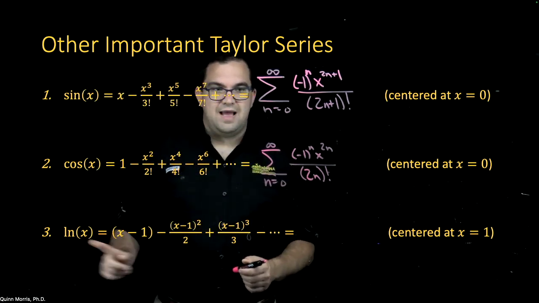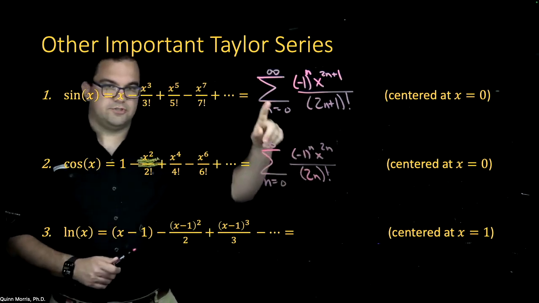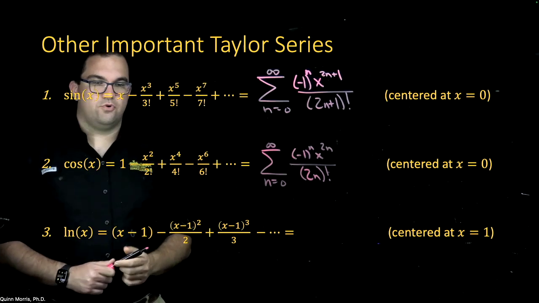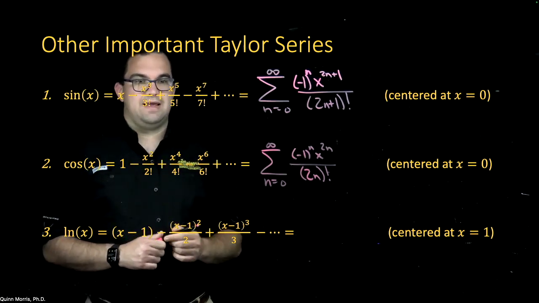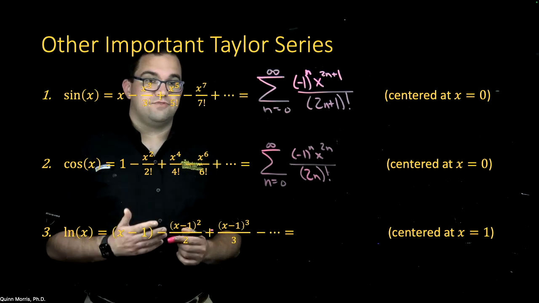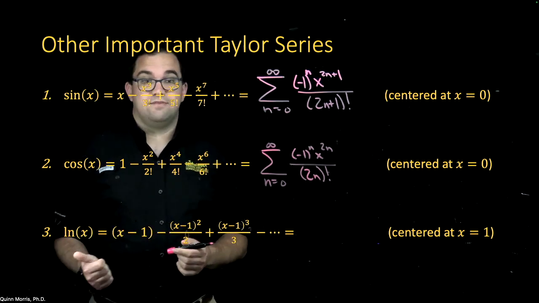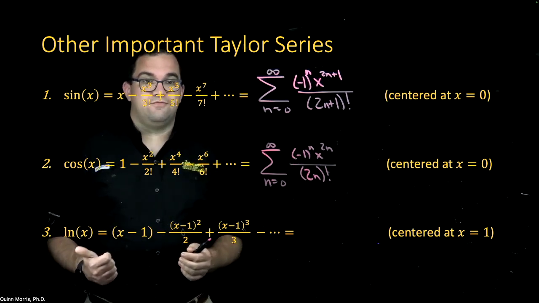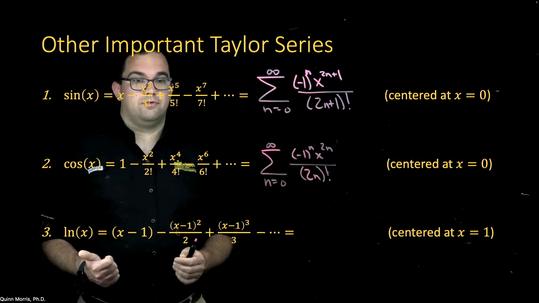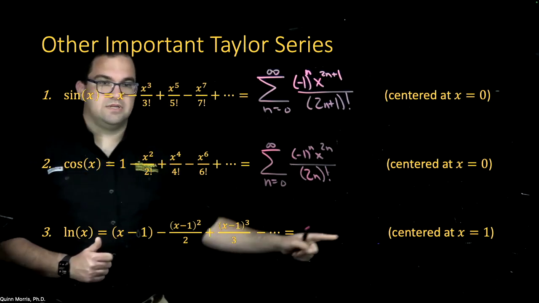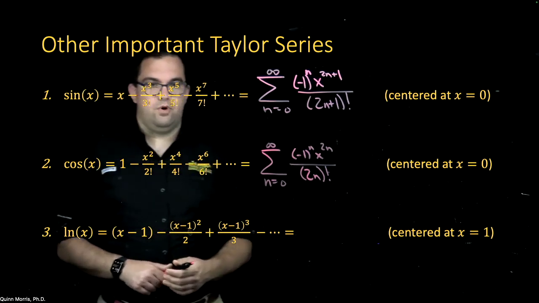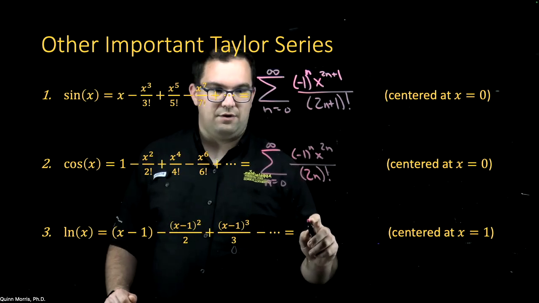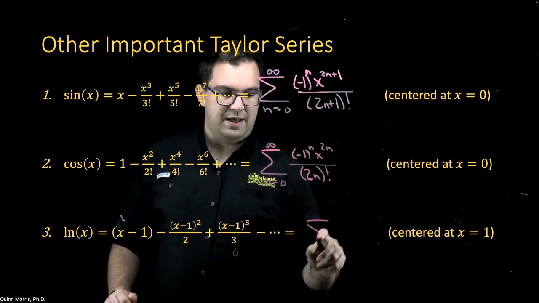Now, these first two were for sine and cosine centered at x equals 0. This last one is for natural log of x, but you'll notice it's not centered at x equals 0. The reason for that is that our function, natural log of x, is not even defined at x equals 0, and we need our function to be infinitely differentiable at the place where we're centering the Taylor series. So in this case, we're going to center our Taylor series at x equals 1. Now, again, if you look at this for a minute and think about how I can formalize this pattern?